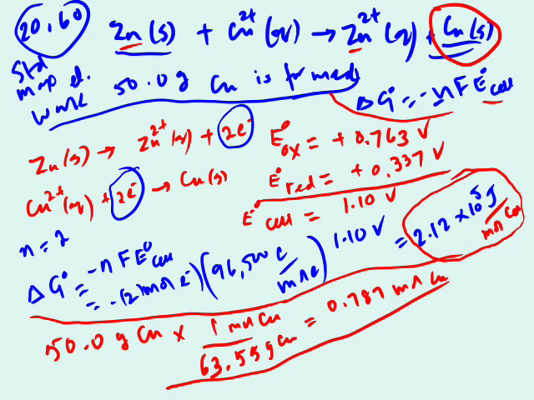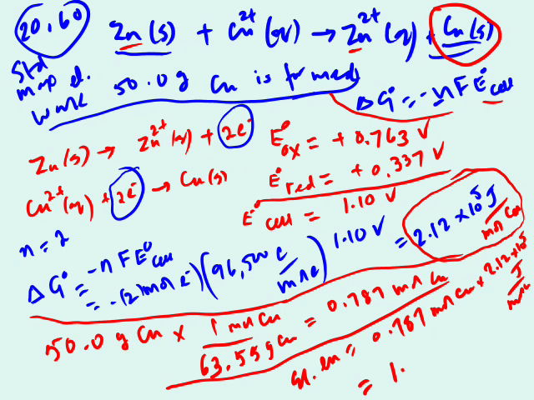So electrical energy would be given by 0.787 mole of copper times 2.12 times 10 to the power 5 joule per mole copper. And if you multiply these two numbers, you're going to get 1.67 times 10 to the power 5 joule. And this is my answer to this question.